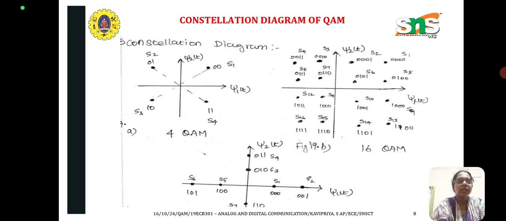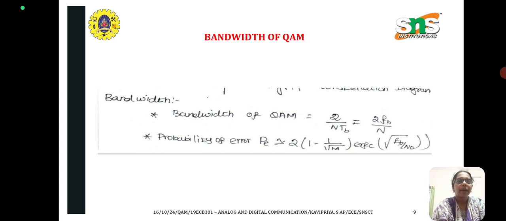This is the constellation diagram of the quadrature amplitude modulation. It is given for 4 QAM, 16 QAM and so on. Next is the bandwidth of the quadrature amplitude modulator, which is 2/n into Tb. And the probability of error can be represented as 2 into 1 minus square root of 1 by root of M, and it is exponential of root of Eb by N0.